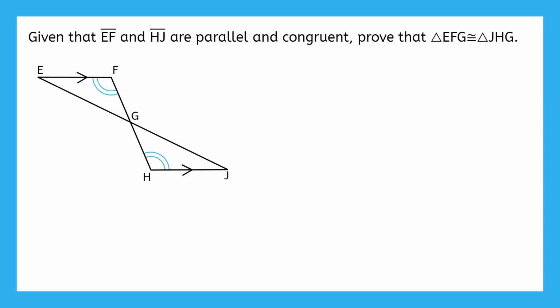Now let's take a look at EJ as the transversal and fade out everything else. I can see now that angles E and J are alternate interior angles too, so those would also be congruent to each other. Now that I'm done using them, I'm going to leave out my parallel symbols to keep my picture as uncluttered as possible. To recap, we now have angle E and J being congruent, angles F and H are congruent, and segments EF and HJ are congruent.